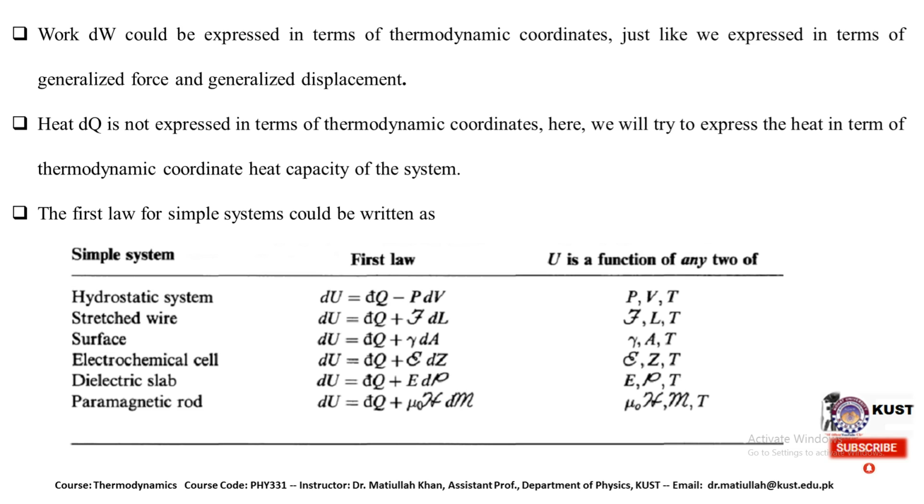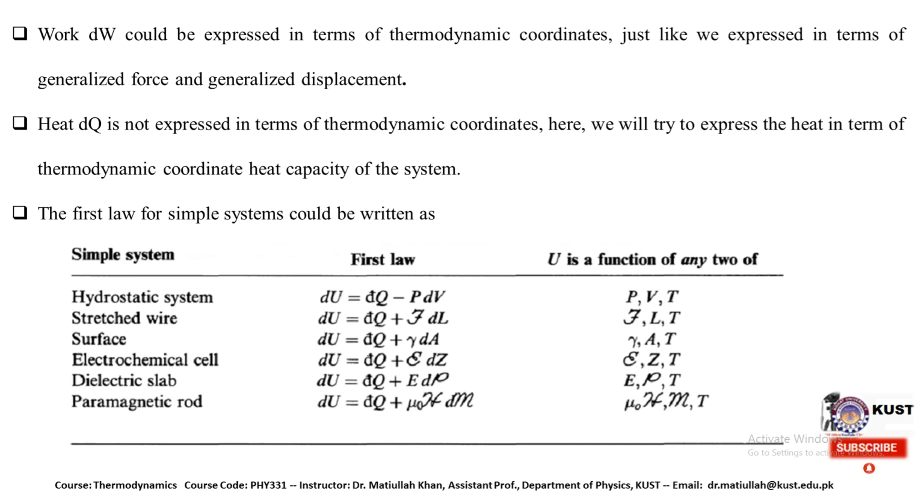special systems. Just like we can consider a hydrostatic system, in that the first law of thermodynamics in this special form could be written as dU = dQ - PdV. PdV is actually the work done. Here U, the internal energy, is a function of 2 among the 3 variables of the system, P, V, T.